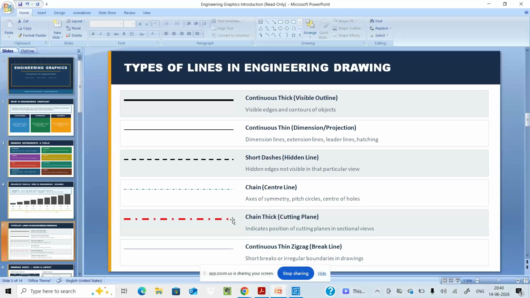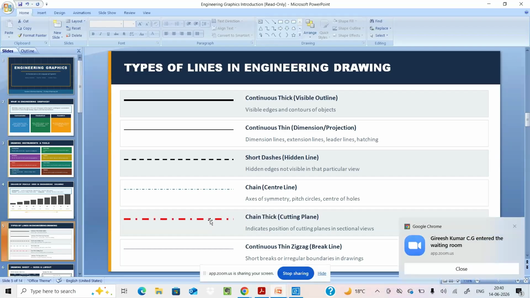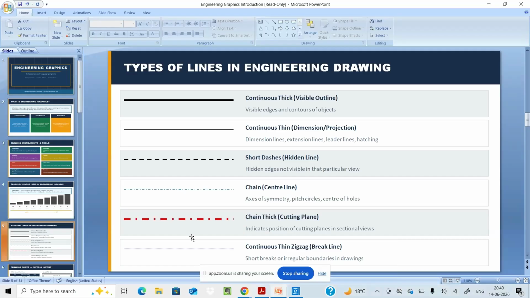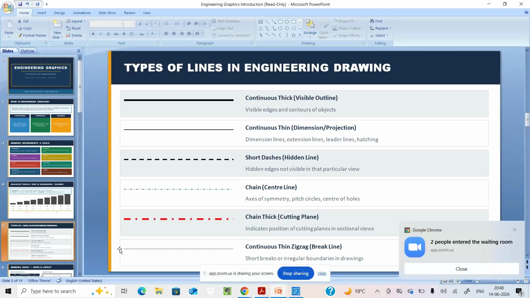Now, the chain thick is for any cutting plane. Suppose a solid model is there, and you are telling that one part of the solid is cut, you'll represent it with the help of the chain thick, that is the cutting plane. Now, continuous thin is the break line. If you have a break line, you represent it with these short dotted lines. So these are the different types of lines being used in engineering graphics.